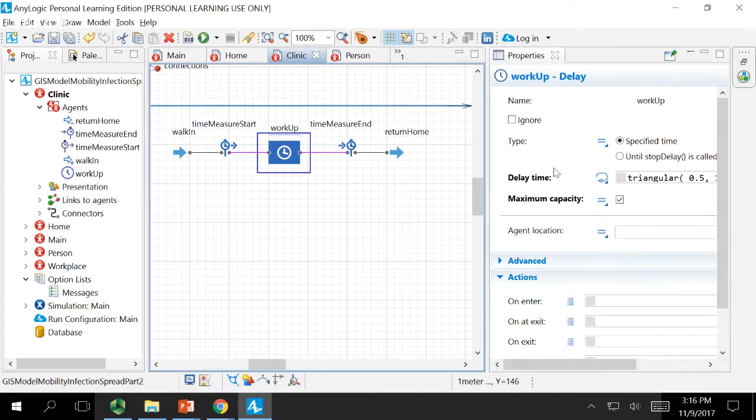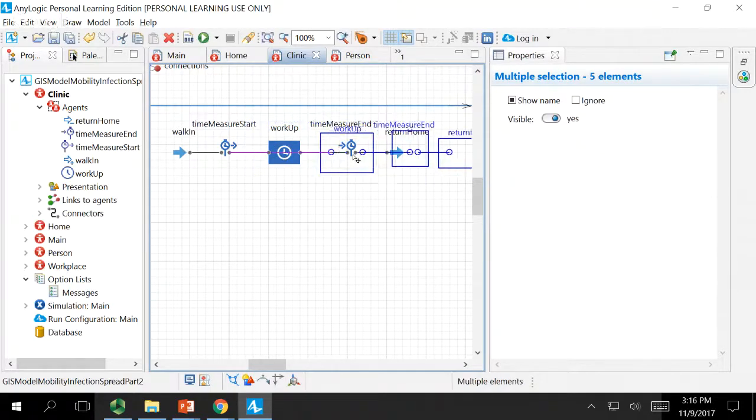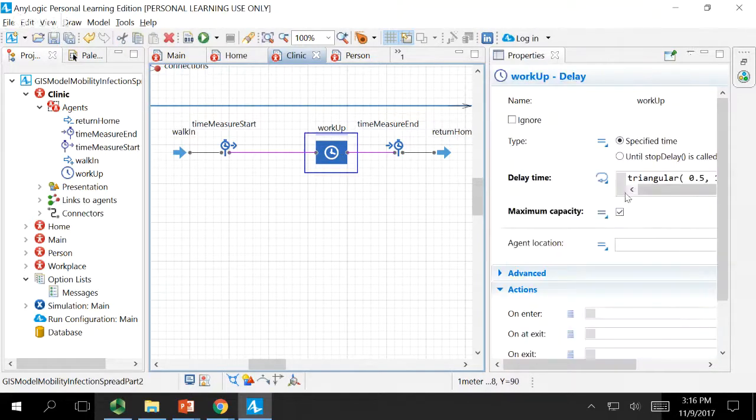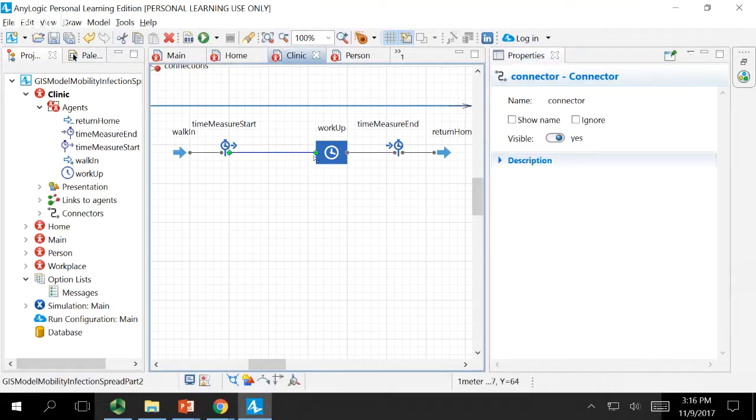Now, you could send to a different clinic, but there's also an area there where you wait. And so we're going to represent that waiting explicitly, okay? We're going to change workup to no longer be maximum capacity. We'll assume that there's only one person who can work you up, say one nurse there.